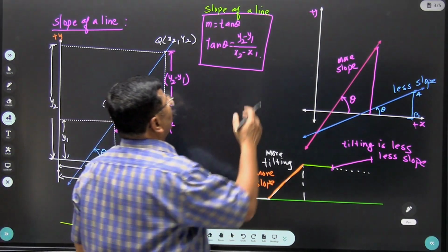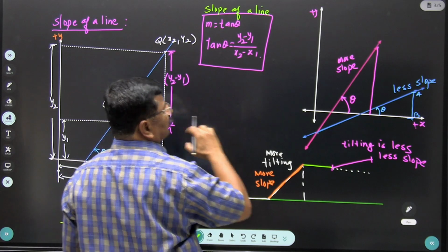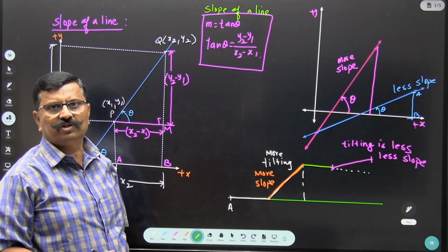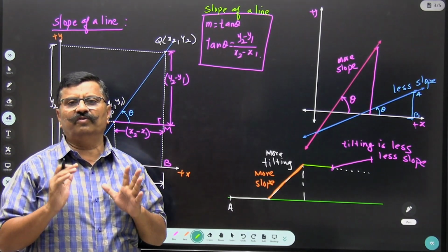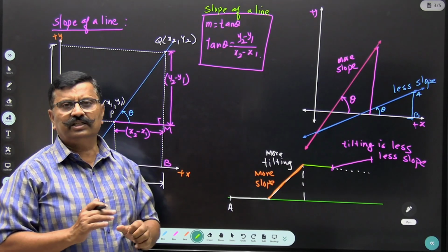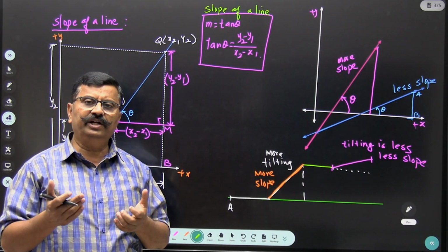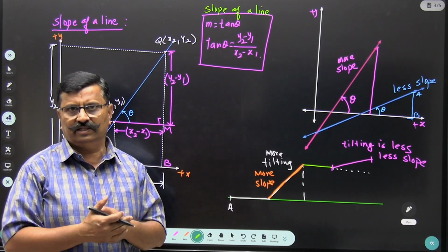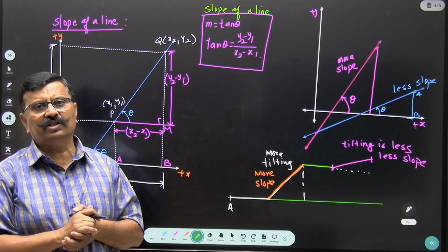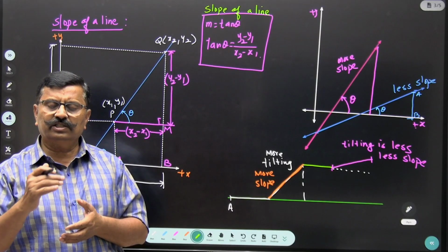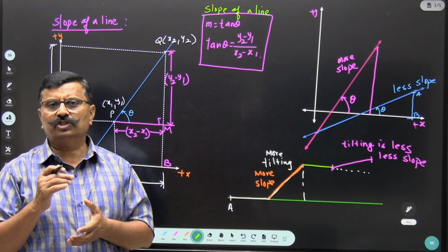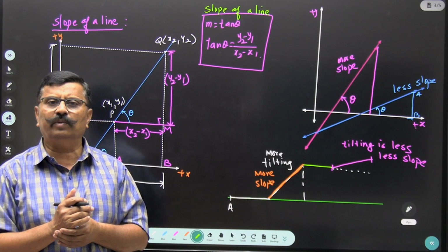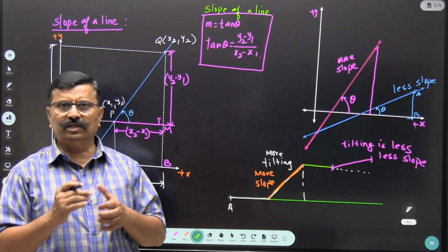Actually, this y2 minus y1 is the rise. This rise, the vertical distance, divided by the horizontal distance gives the slope of a line. By knowing this tan theta, by knowing this line, we can identify whether that line is more slopy or less slopy, or more tilted or less tilted. I hope all of you understood this concept of inclination of a line, the intercept made by the line, and the slope of the line. The formula for the slope of a line is m equal to y2 minus y1 upon x2 minus x1.